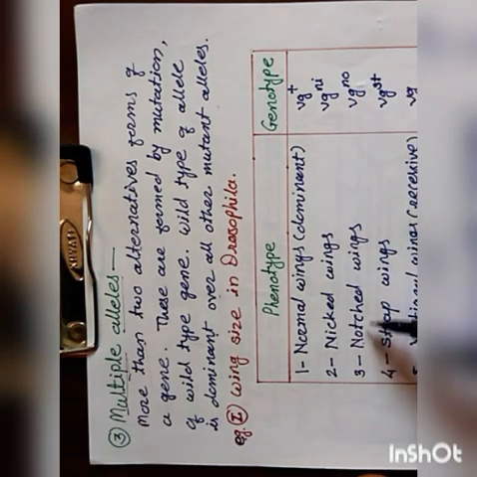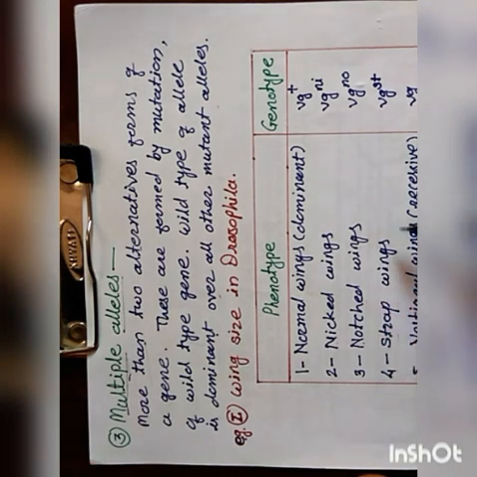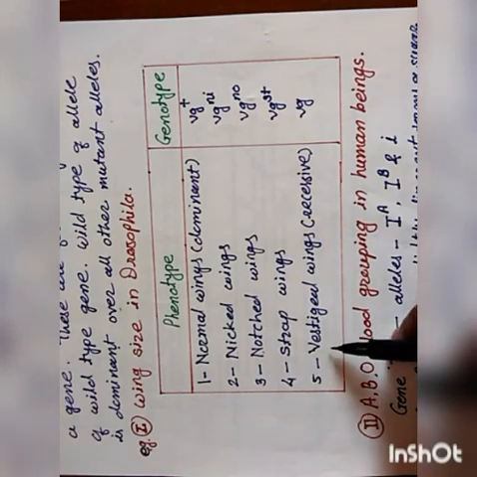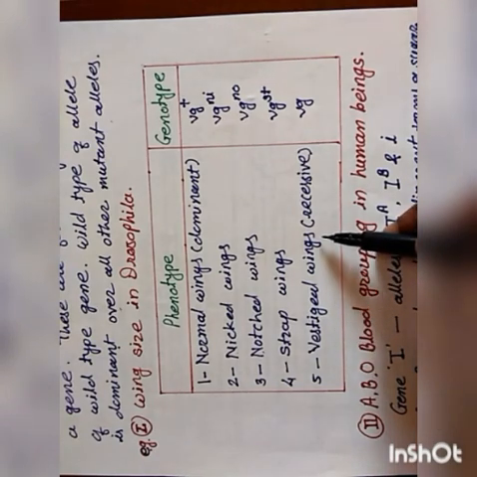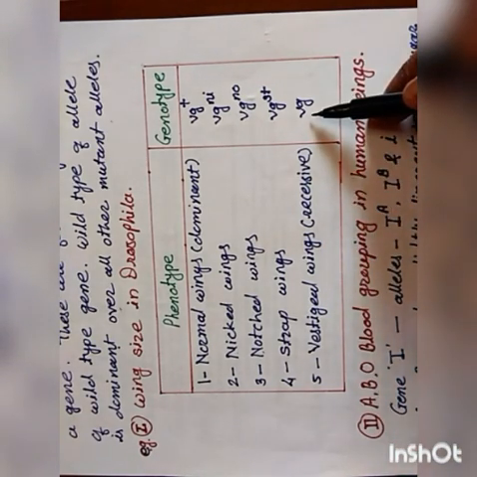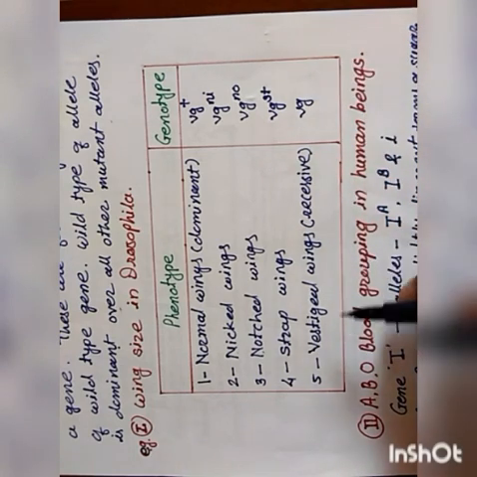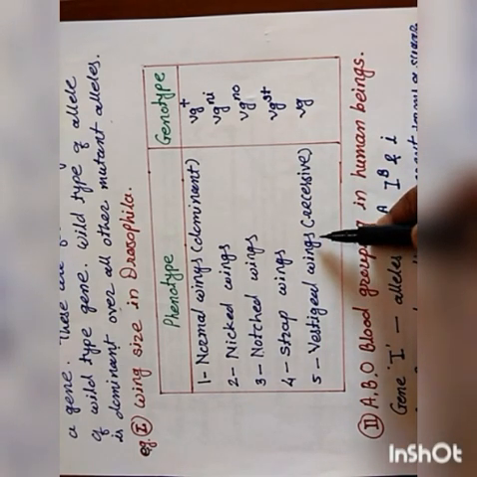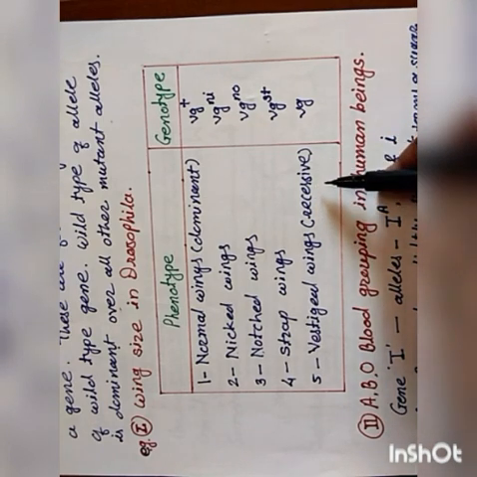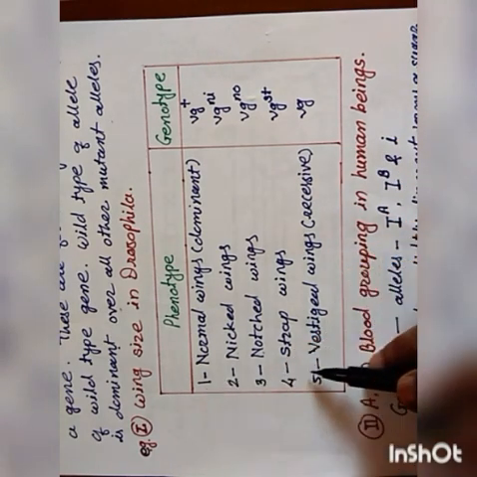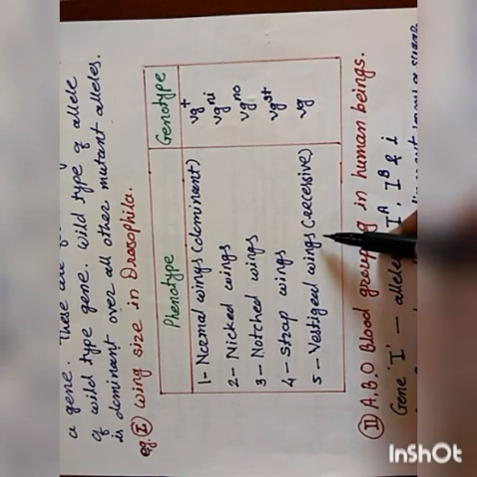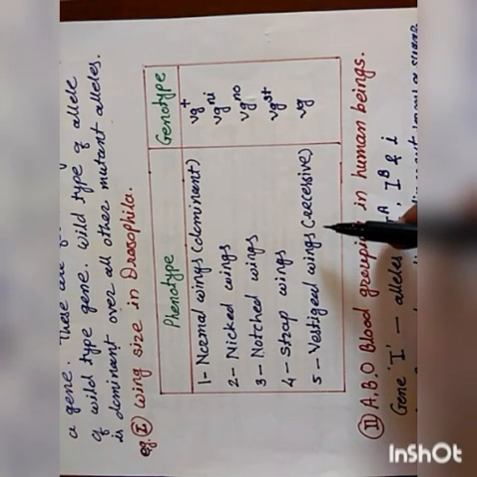This NO stands for notched. Then strap wings, and these strap wings are produced by the allele VGST. This ST stands for strap. And the last type of the wing size is the vestigial wings, and these vestigial wings are produced by the allele VG, and the vestigial wings is the recessive trait or the recessive character. Means in Drosophila there are 5 different wing sizes which are produced due to the multiple alleles.